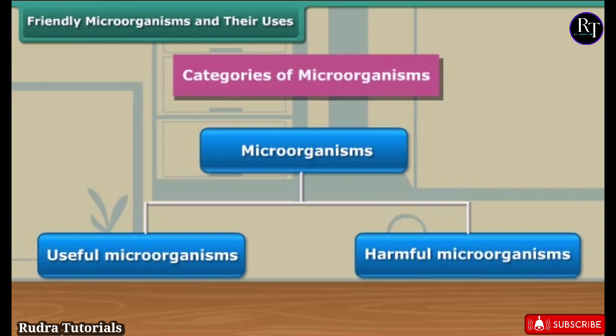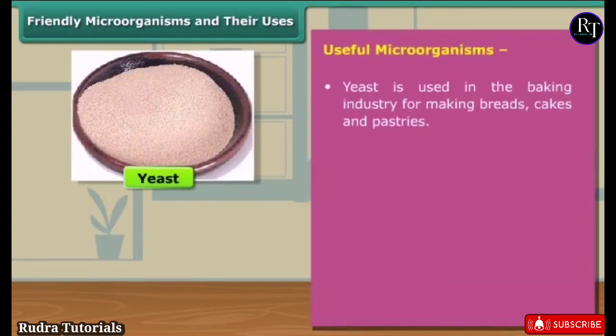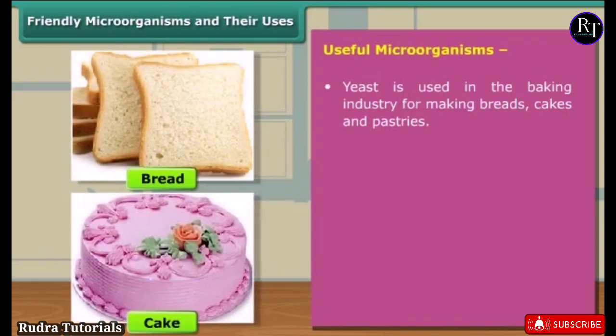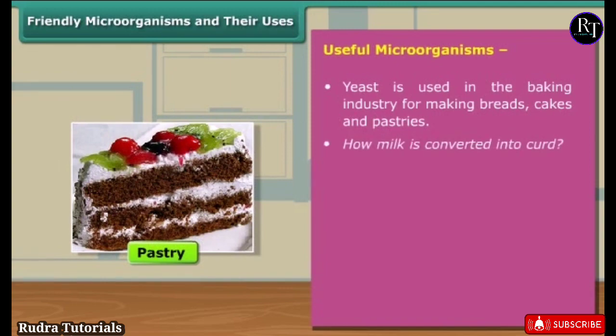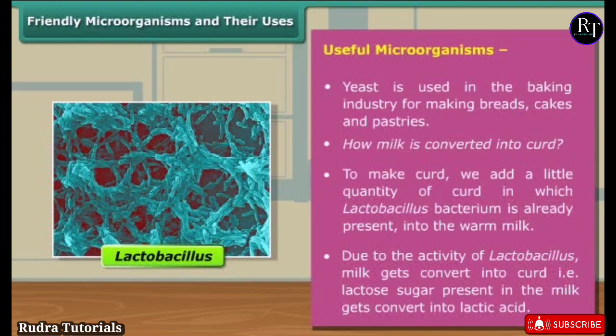Now we discuss the friendly activity of microorganisms in detail. One such friendly microorganism is yeast. Yeast is used in the baking industry and in our homes for making breads, cakes, pastries, etc. The bacterium Lactobacillus is useful to make curd from milk.